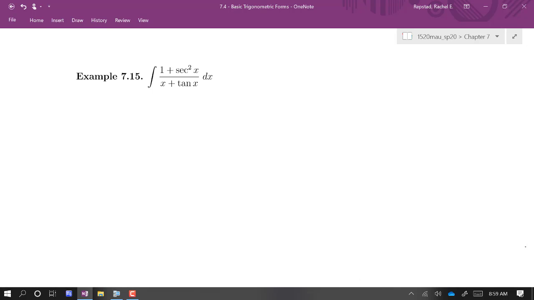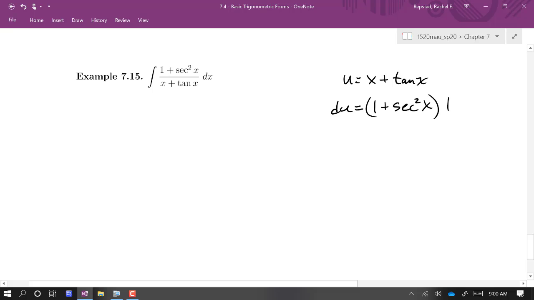When we make a substitution, we go from an integral that has just x's to an integral that has just u's. We don't want to mix them together. It's hard to know what to do with x plus u. But remember that the derivative of x is of course 1, so I'm going to let u equal x plus tan x. And then du is 1 plus secant squared x dx.